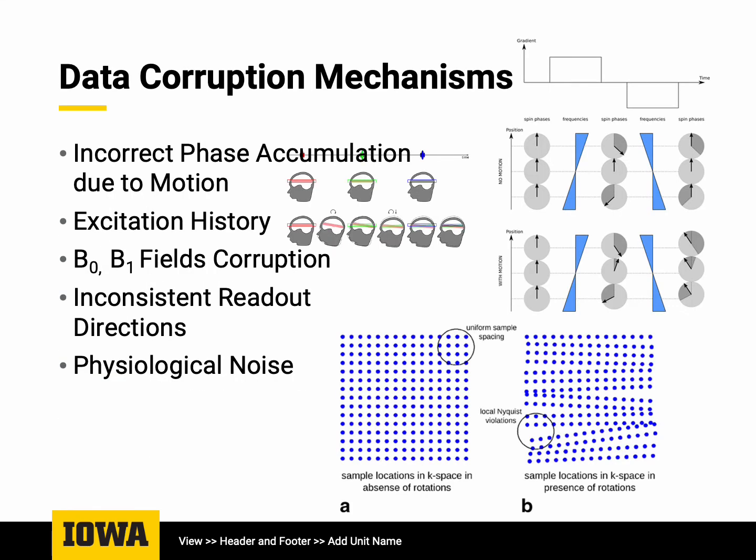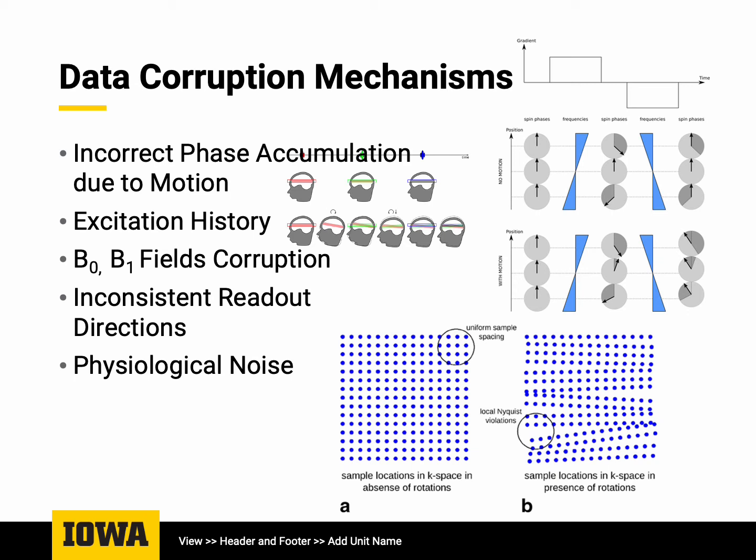There are different ways in which the data gets corrupted from motion. Some of these, like the phase accumulation, is seen on the top right image, where we can see that when scanned without motion and when with motion, the spin phases are out of alignment. Another example, excitation history, you can see on the image to its immediate left: on the top row, the same slice in the brain gets excited at each successive interval, whereas when we have a rotation or a translation, these different sections of the brain get scanned and excited, and it's not homogeneous.